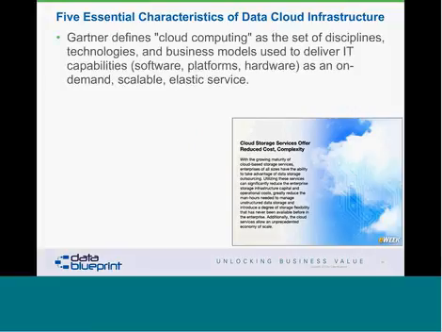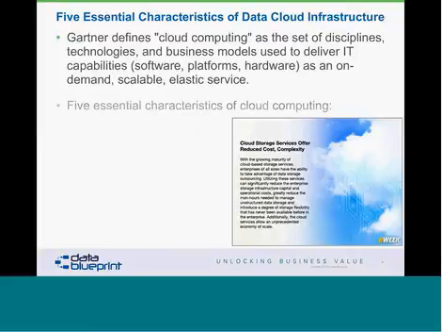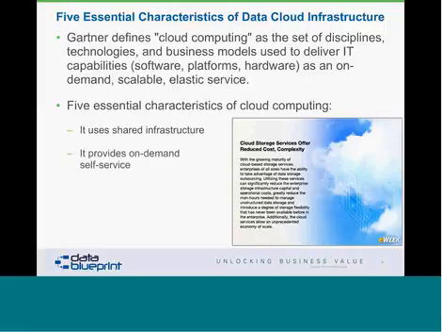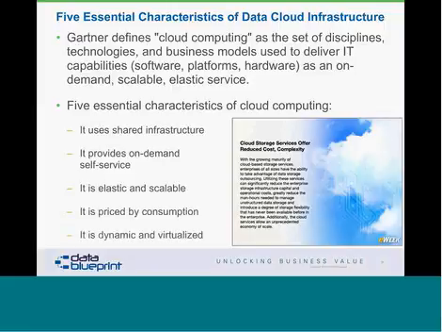Again, cloud computing is a set of disciplines, technologies, and business models that allow us to work through these things. And again, they talk about five particular characteristics: shared infrastructure, on-demand self-service, elastic and scalable, priced by consumption, only use it when you need it, and dynamic and virtualized.